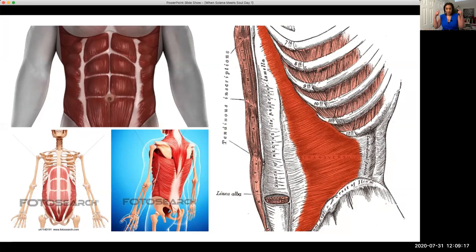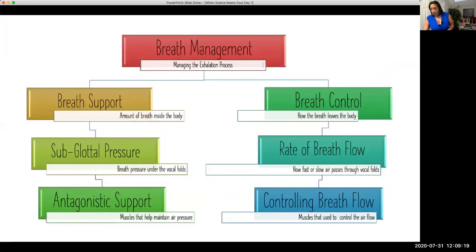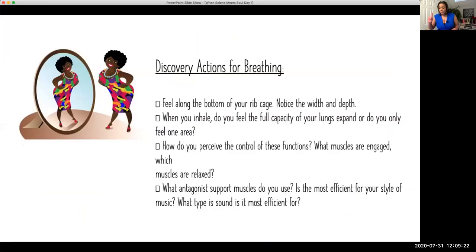Okay. So this is where you got to be on your game. Let's move on. So discovery actions. We already did those. You're going to feel under your ribs. Notice the width. When you inhale, do you feel the full capacity of your lungs expand, or do you only feel one area? Do you perceive that you have control of these functions? What muscles are engaged, which are relaxed? What antagonistic support muscles do you use? And is this most efficient for the style of music that you're singing?